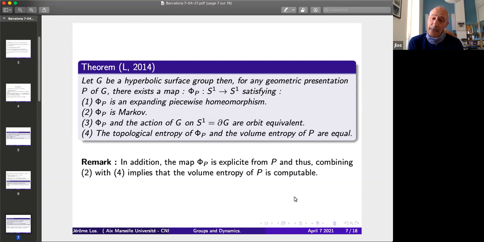So in addition to that, the map in question, this map phi p, is completely explicit once you have the presentation. So in other words, you can compute the map and you can compute the entropy of the map because it's a Markov map. And therefore, the volume entropy is computable, which is not so often the case in group theory. Okay, so my goal is to try to explain a little bit what is behind that construction, the construction of that map.